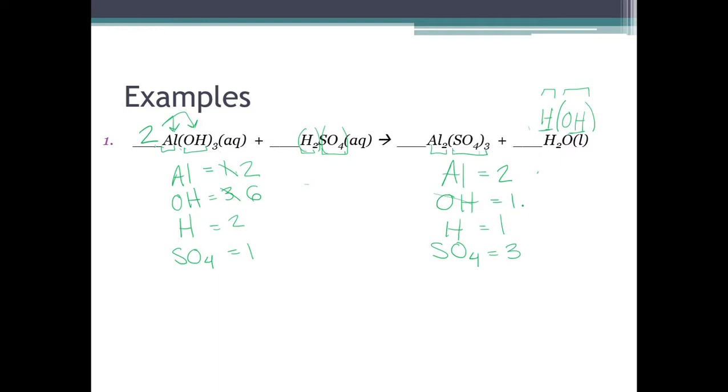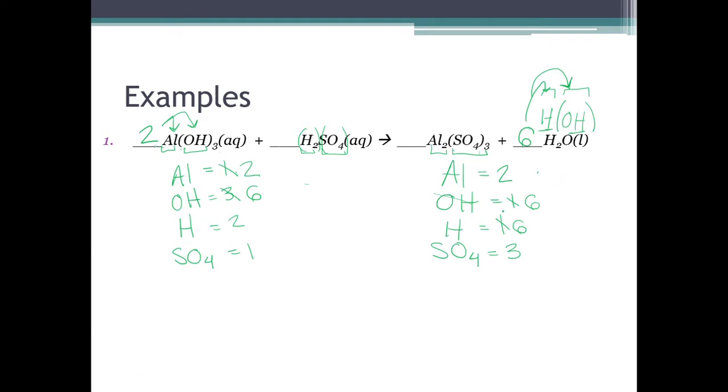We don't have enough hydroxide over here. We need more, so we can put a 6 here. And this 6 will distribute to this hydrogen, and it'll distribute to this hydroxide. So now I have 6 hydroxides, and I have 6 hydrogens.